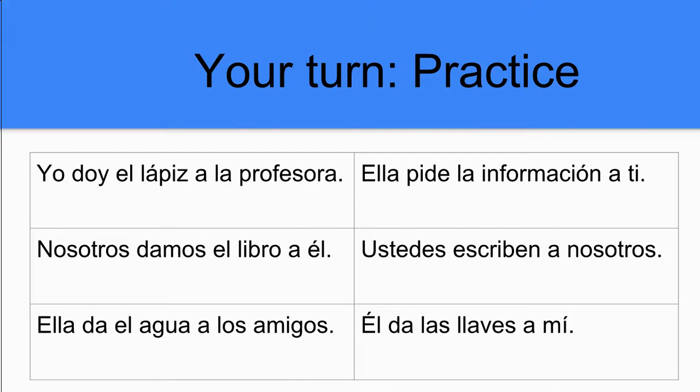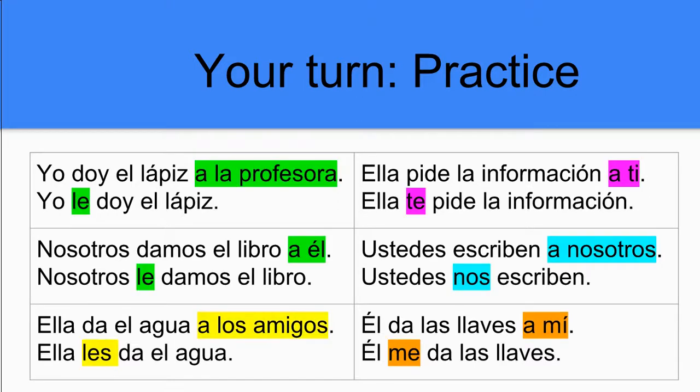A la profesora. So in this case, we're not getting rid of el lápiz like we do with direct objects. We want to get rid of a la profesora. So I would substitute with the word le. It would go in front of the verb and I would say, yo le doy el lápiz a la profesora. Go and pause the video and see what you can do for the rest. Great job. Hopefully you came up with these answers.